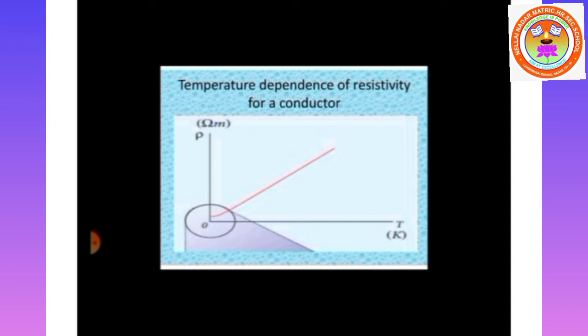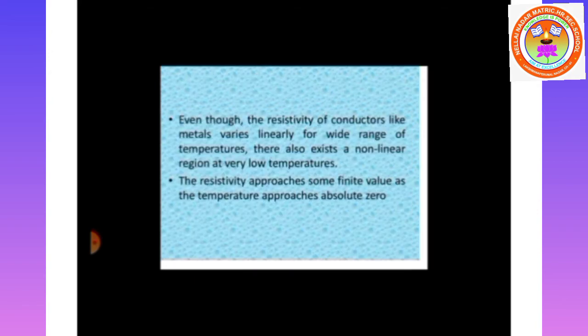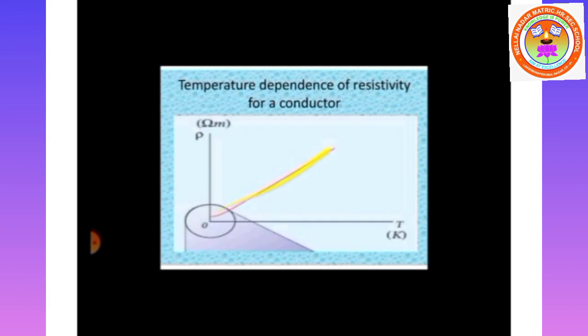We are taking the temperature on the x-axis and resistivity on the y-axis. When the temperature increases, the resistivity of the conductor increases. It is also given in a graph. Whenever the temperature increases, the resistivity of the conductor increases, so it is given as a straight line.